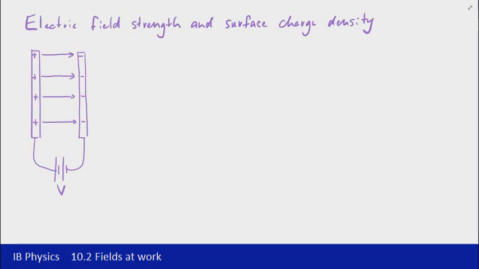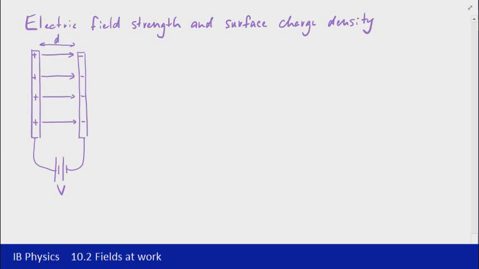We're continuing to look at parallel charge plates, and another aspect of these that's interesting to identify, as you can see here, is the relationship between electric field strength and surface charge density. We'll talk about surface charge density in a second, but before we do, I just want to draw your attention to a few properties that we can look at with charge plates.